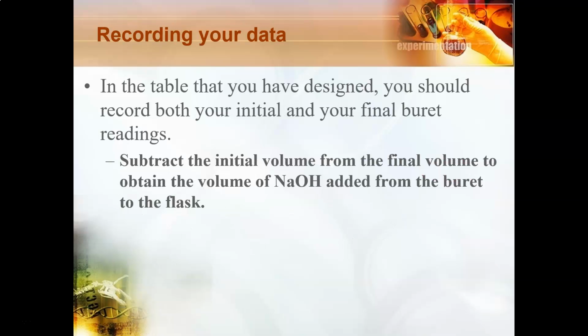So in the table that you designed, you should record both the initial and your final buret readings, and you can subtract the initial volume from the final volume, and that will represent the volume of NaOH that was added from the buret to the flask.